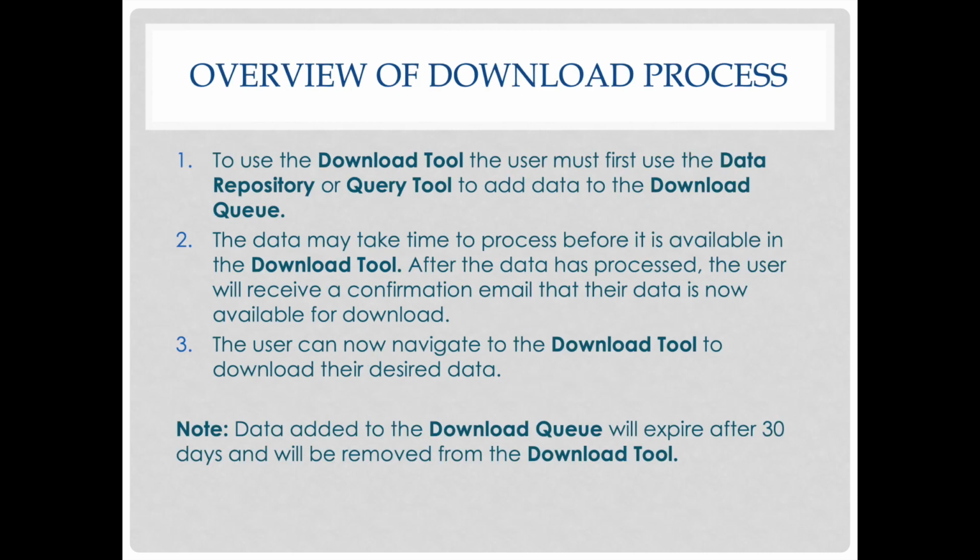Now let's go over the overview of the download process. To use the download tool, you will first have to use the data repository or the query tool to add data to the download queue. When you add data to the download queue, it may take some time for it to become available. After it is available, you will receive an email notifying you. Afterwards, the user can navigate to the download tool and download their desired data. Do note, data added to the download queue will expire after 30 days.